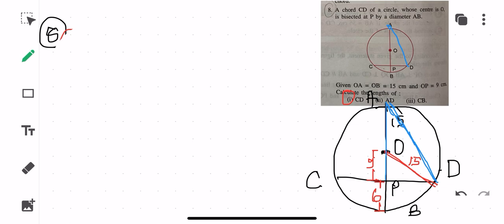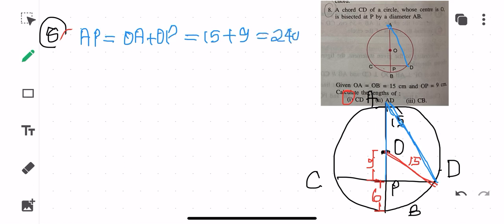Now you can write down what? Write down AP will be equal to how much, children? AP will be equal to OA plus OP. So how much is OA given, children? 15. So write down this is equal to 15 plus 9, which is equal to 24 centimeter. And then we found out that PD is equal to how much? PD we found out is equal to 12 centimeter.